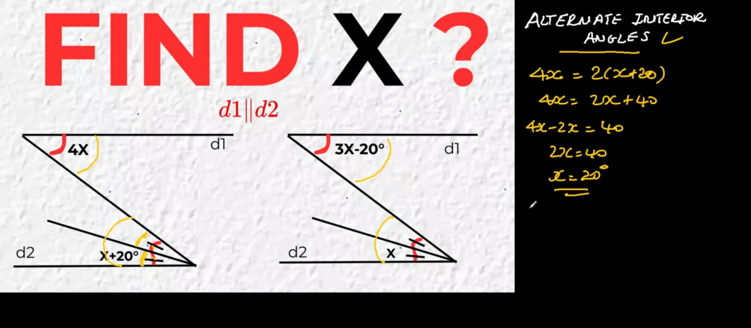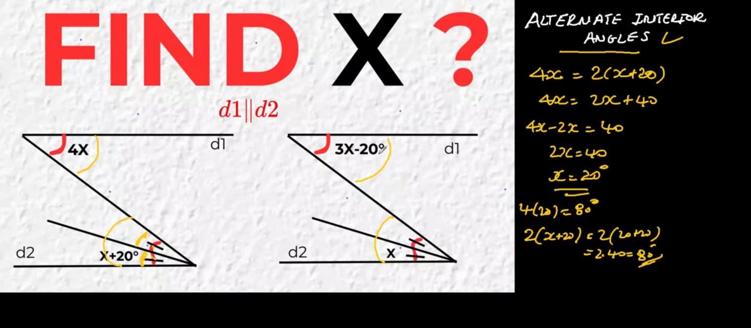So if you check, 4 times 20 will be 80 degrees, and this one, 2 times x plus 20, which is 2 times, what is x? 20 plus 20, which is 2 times 40, it was 80 degrees. So they are the same. So you have to use this method to solve this one.